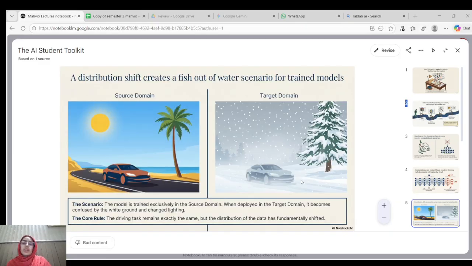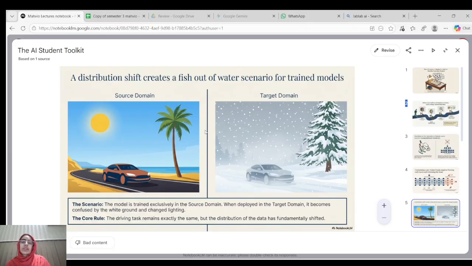Okay, now let's talk about a major problem: the distribution shift. Imagine you train a self-driving car on a sunny road. That is the source domain. Then you move it to a snowy road. That is the target domain. The car is now a fish out of water.